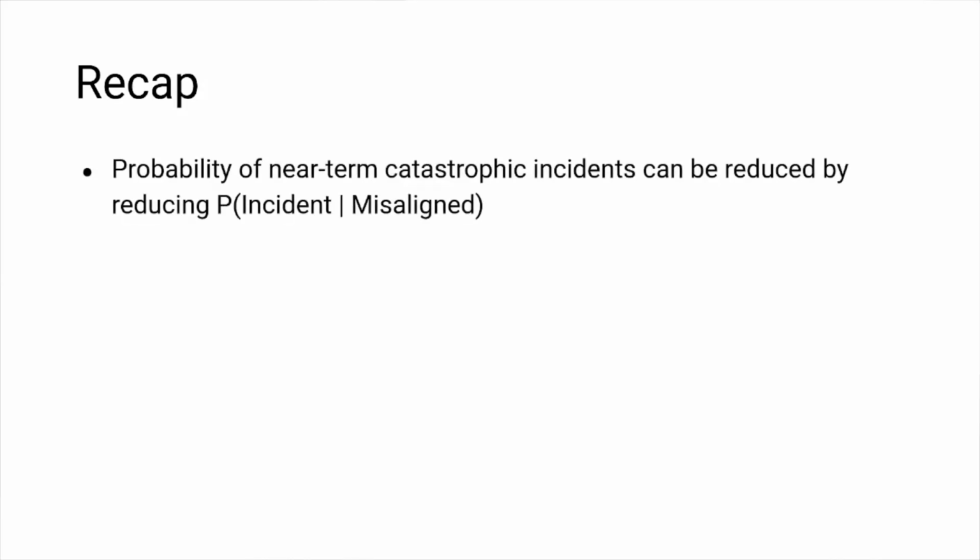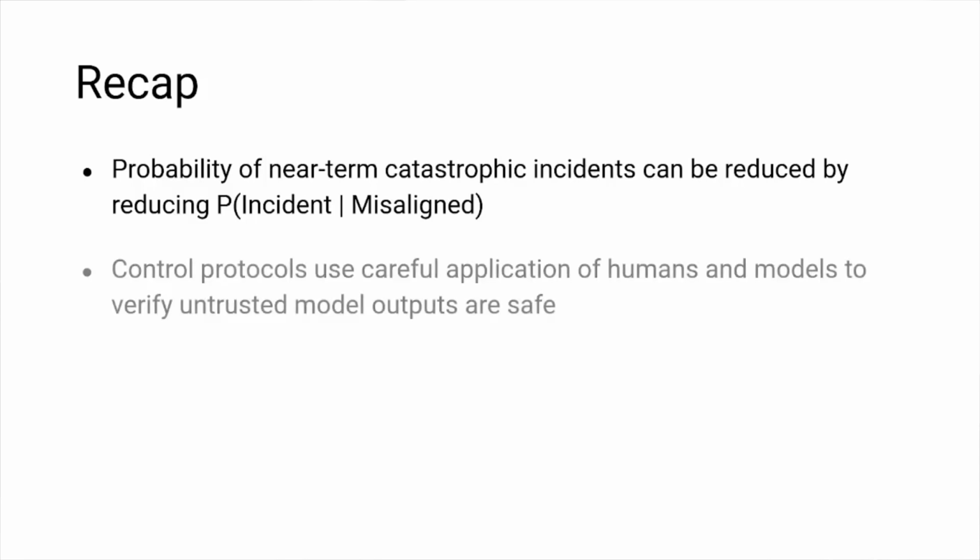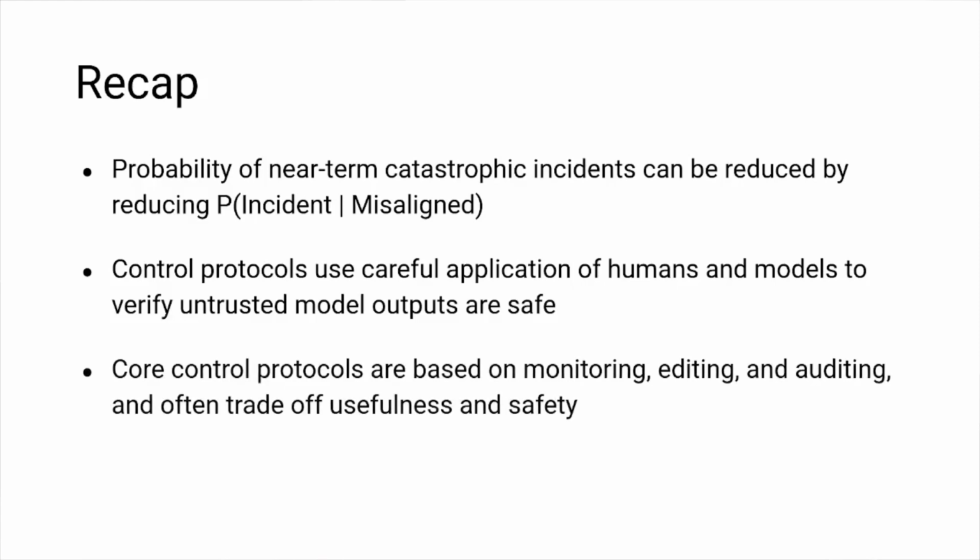So today we've seen how we can decompose this probability of near-term catastrophic incidents in such a way that we can focus on reducing the probability of an incident given the model is misaligned. We looked at some control protocols where we carefully use human time and also weaker trusted models in order to verify the outputs of untrusted models are safe. Many of the core control protocols are based on doing various monitoring, editing, auditing, resampling, which may be a type of editing, and they make trade-offs between usefulness and security and safety.